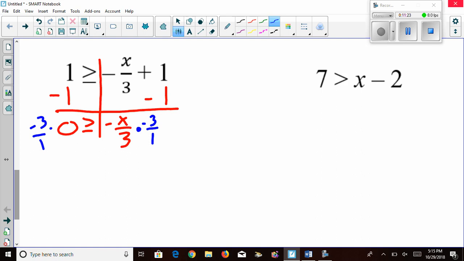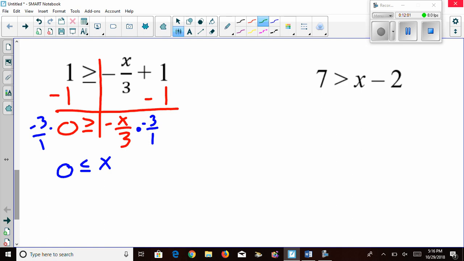That is one possible way. Or we could do it in 2 steps. I'm going to go ahead and do it this way just for simplicity. Now, on the left, I need to simplify negative 3 times 0. That reduces to 0. And I need to remember what I just said. I am multiplying by a negative 3. So I need to flip my symbol. And on the right, I am left with x.